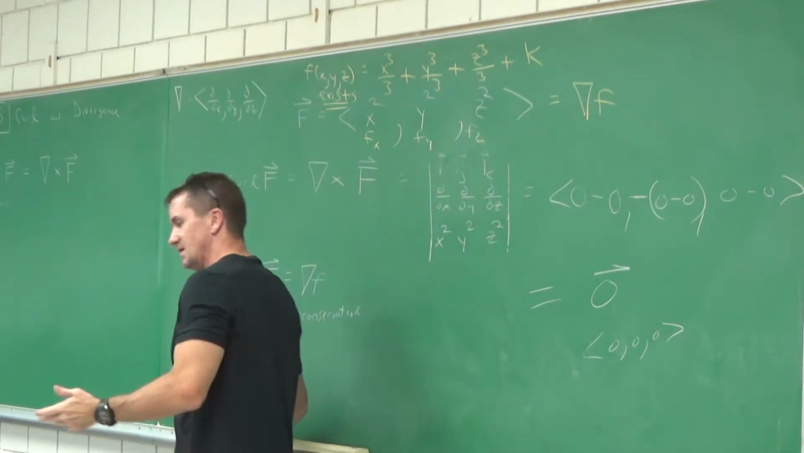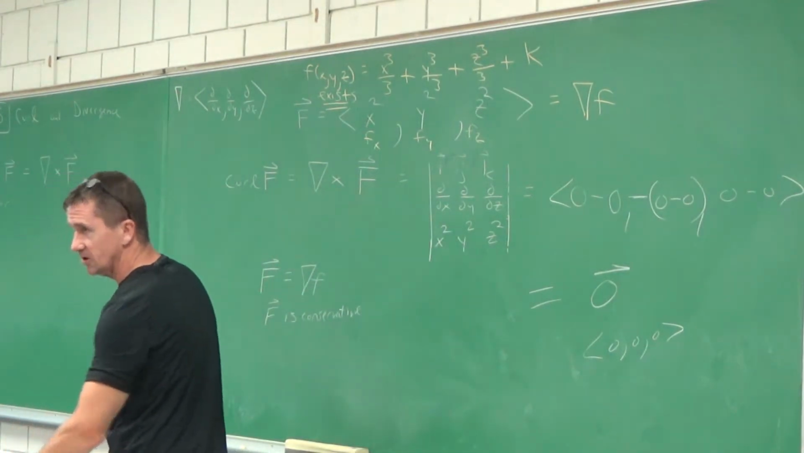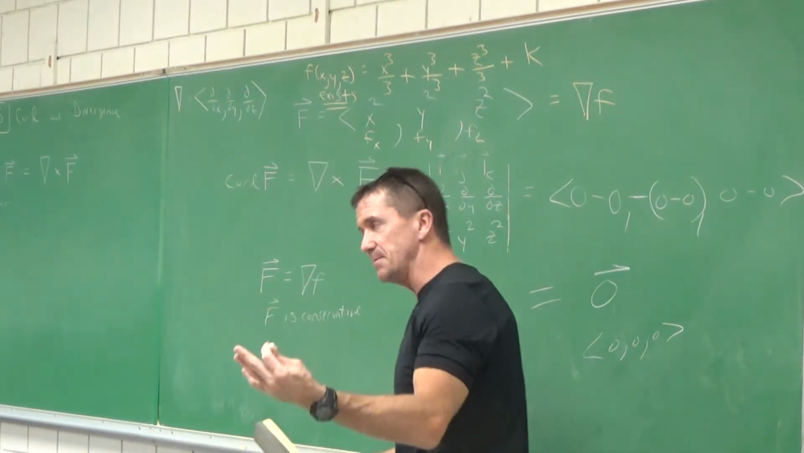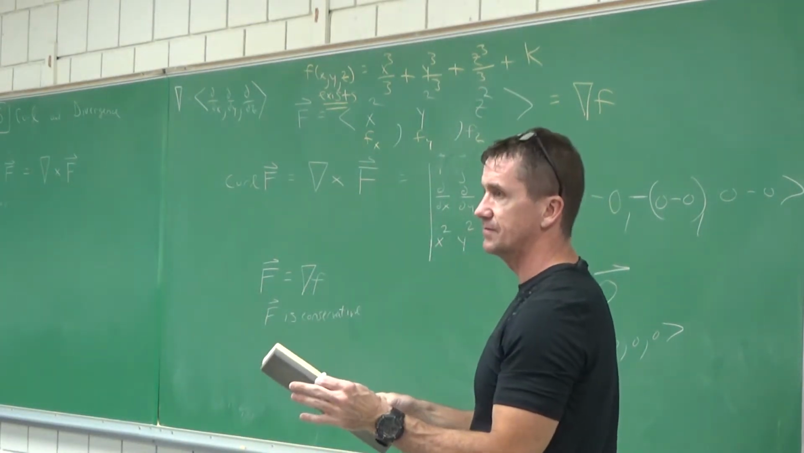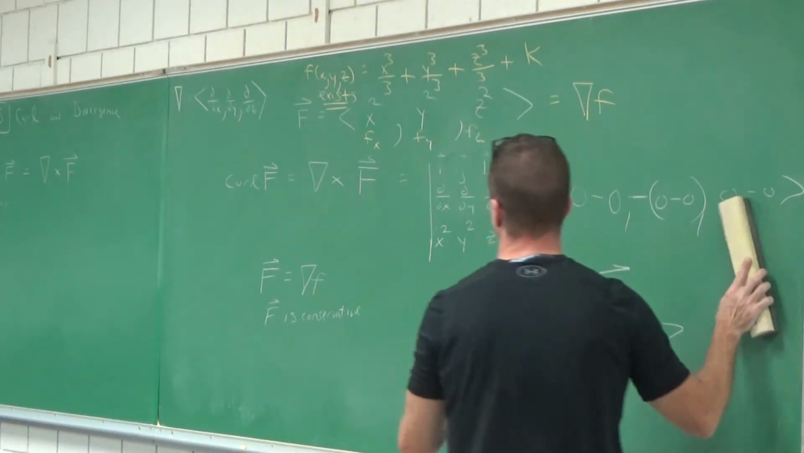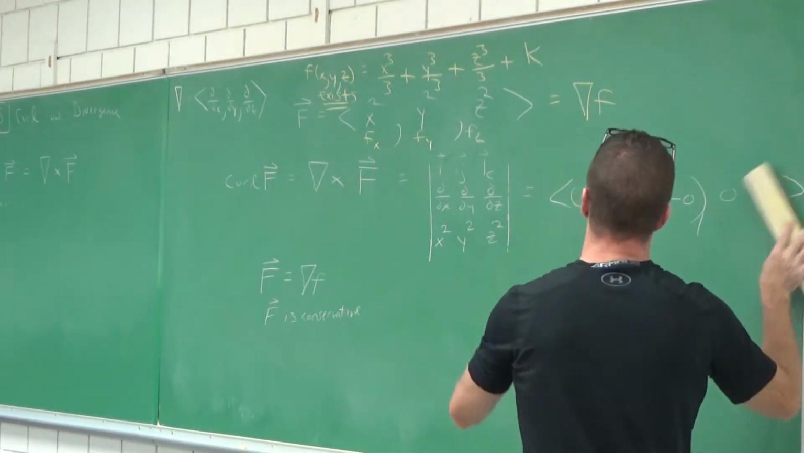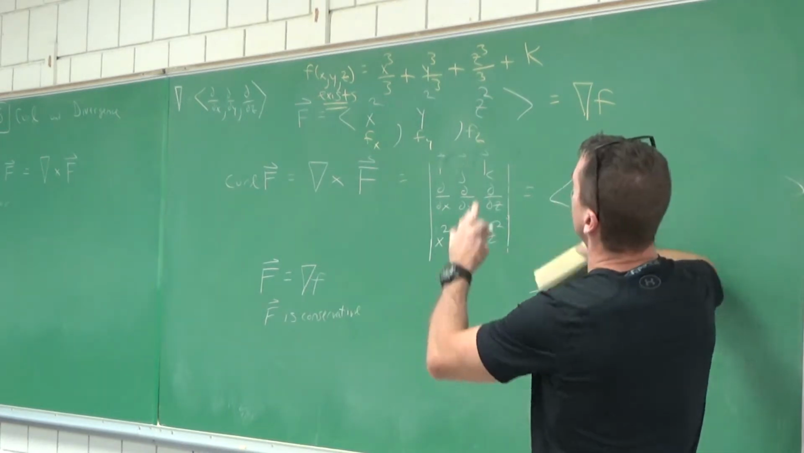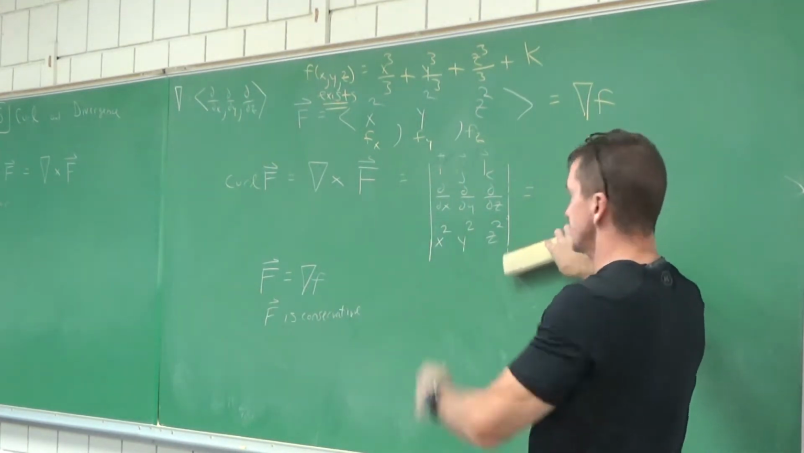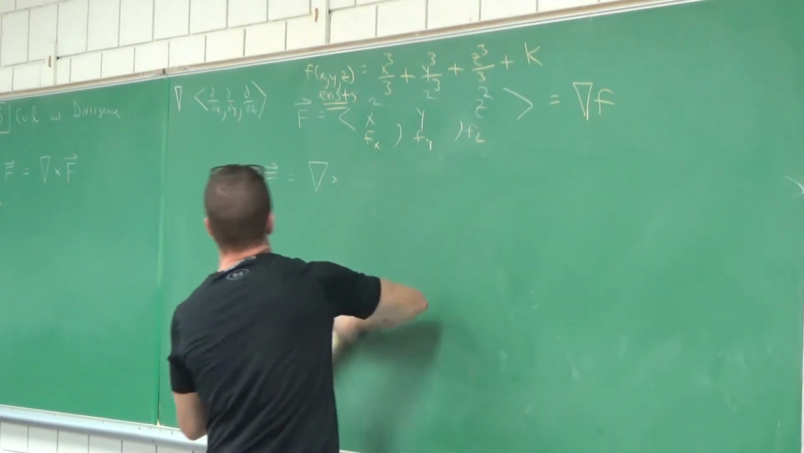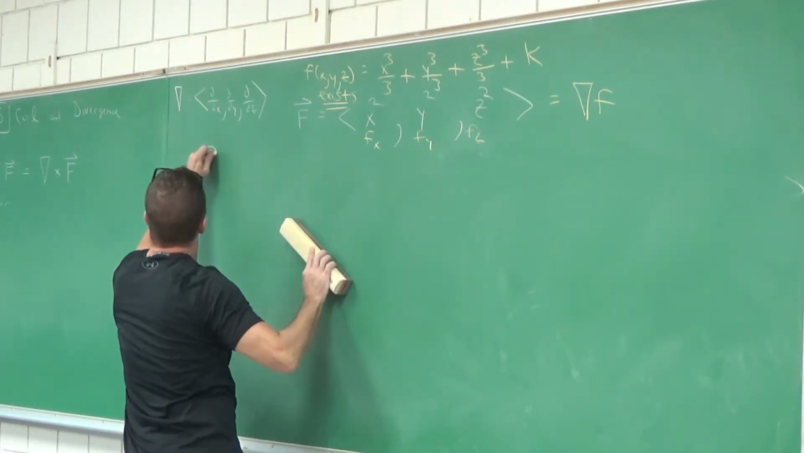So can we do something? This is fun. Can we prove the statement: if the curl of a vector field is equal to 0, or, excuse me, let me say it again. Can we prove if the vector field F is conservative, the curl of F equals 0? Let's do that. We're going to do a math proof. So here's our proof. We're going to prove this.